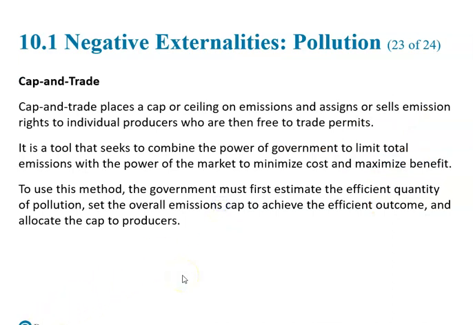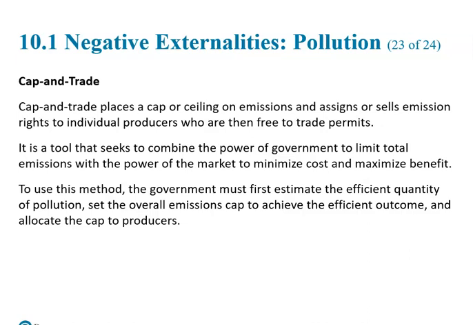So a method apart from the imposition of the tax can be the method of cap and trade in order to control pollution or control the negative externality of production. Cap and trade will place a cap or ceiling on emissions and on any kind of pollution, and it will assign the rights to individual producers who are then free to trade permits.